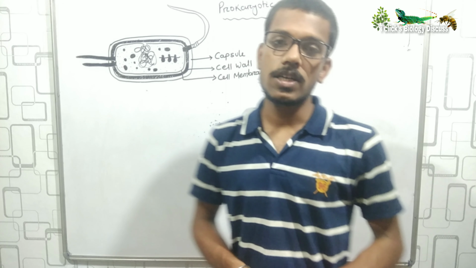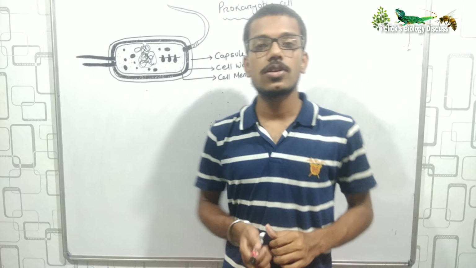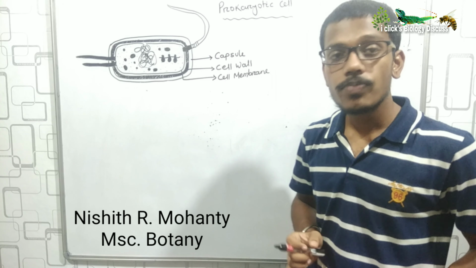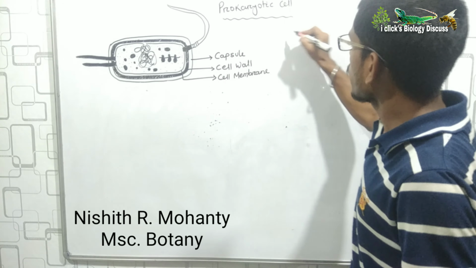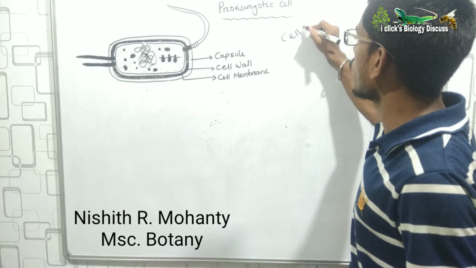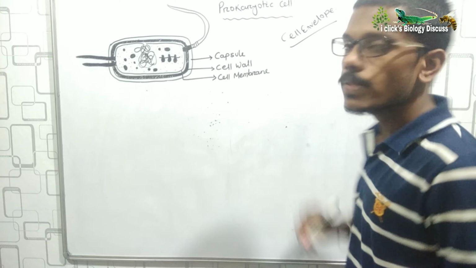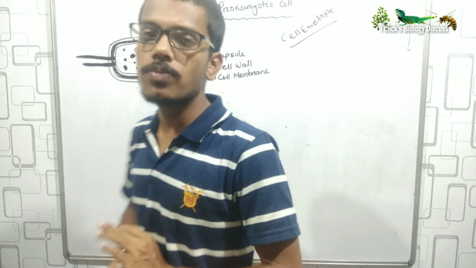In the previous lecture, we discussed the detailed structure of the prokaryotic cell. Today, let's discuss one by one. First of all, let's discuss the cell envelope. Cell envelope means the covering of the cell.